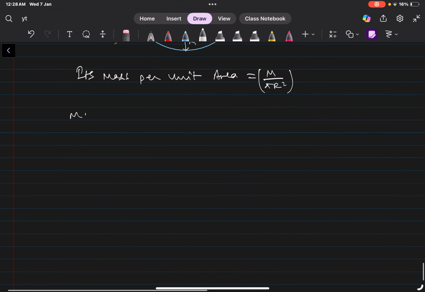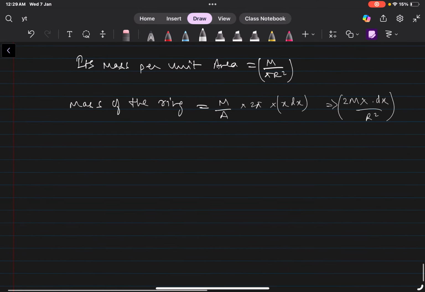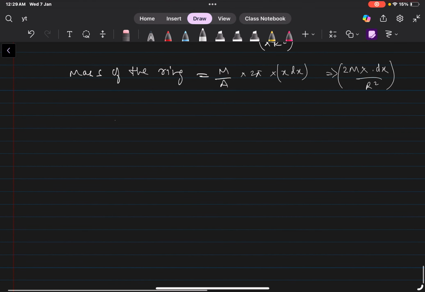So the mass of the ring is equal to m by A, into 2 pi x dx. So this will be 2 m x dx by r square. Once we derive this formula, what is dI here? dI is equal to 2 m x dx divided by r square, into x square.